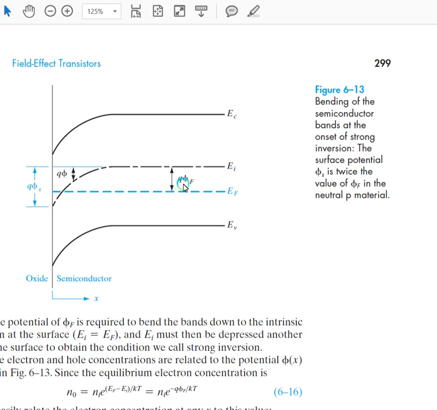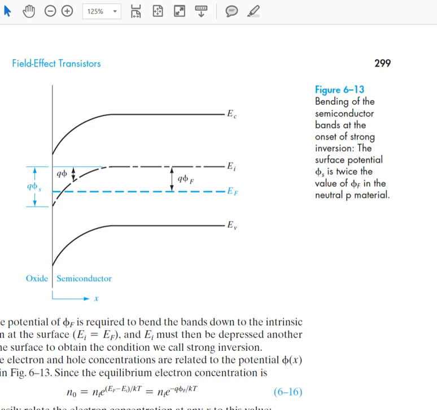Because if q phi F denotes the amount by which EI is above EF, then EI should bend by the same amount below EF in order to invert the channel, or in order to induce the channel, or to invert the substrate. That means if we have a substrate which is p-type, we are inverting it, which is, we are creating an n-type material from a p-type substrate just upon the application of the applied voltage.